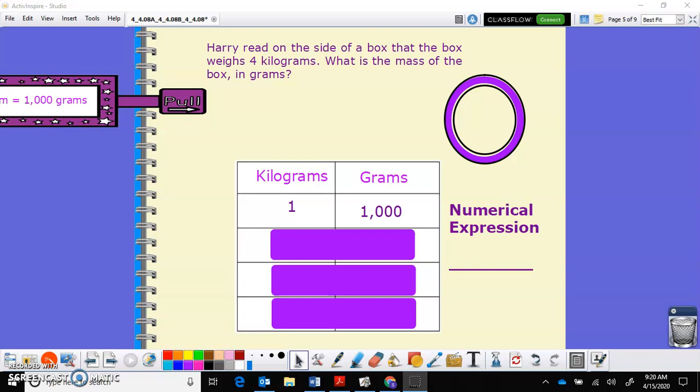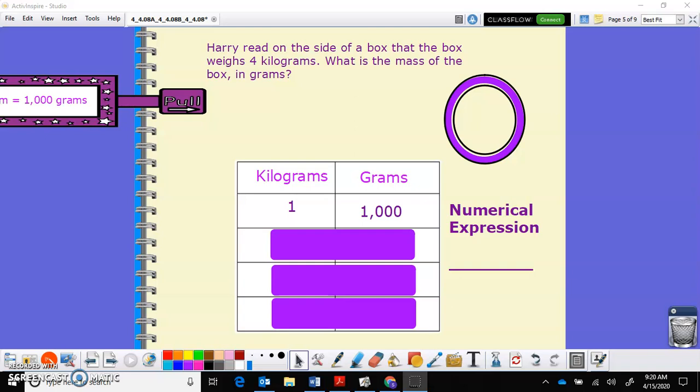Most of the time, your problems are going to have to do with the metric side of that, which is mass. You're going to know it's a question about mass rather than weight, for the most part, when it's talking about grams and kilograms. I know that 1 kilogram is equal to 1,000 grams. And then I also know that 1 gram is equal to 1,000 milligrams. So sometimes we do go as small as milligrams.